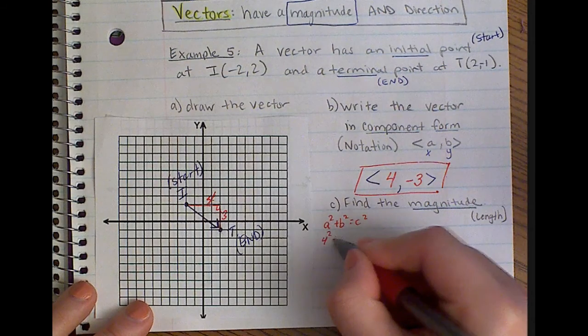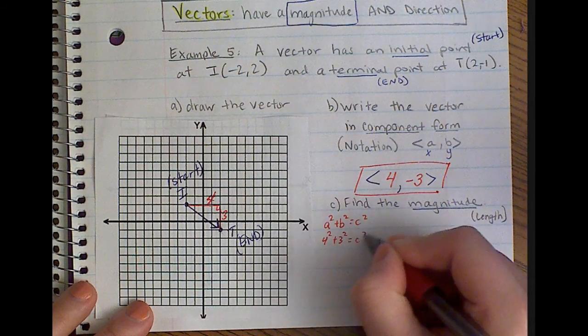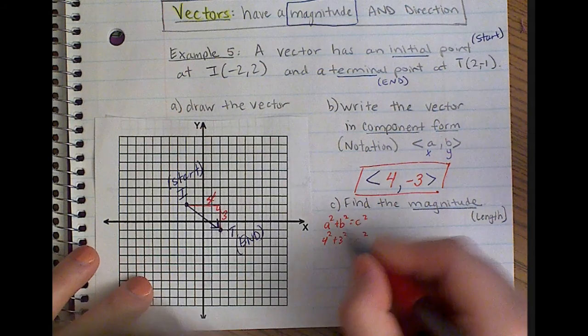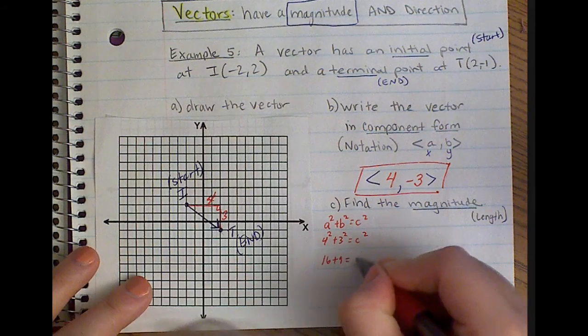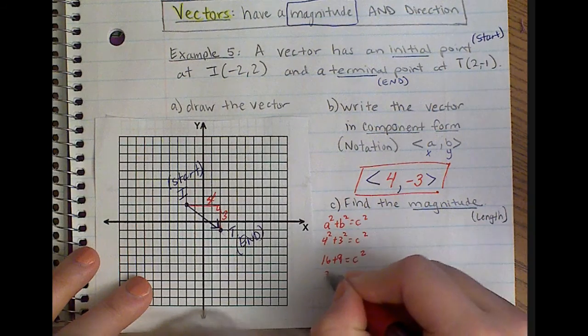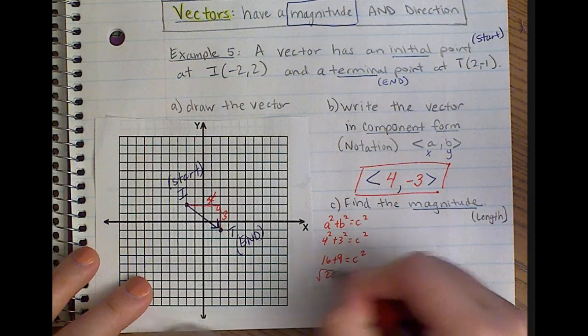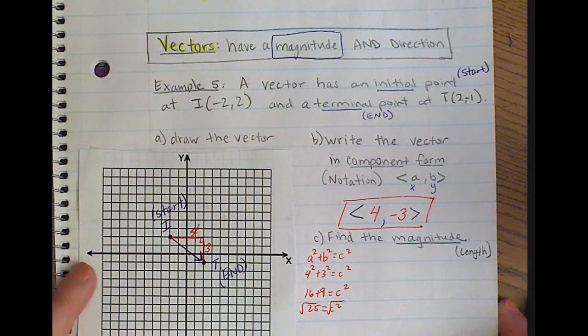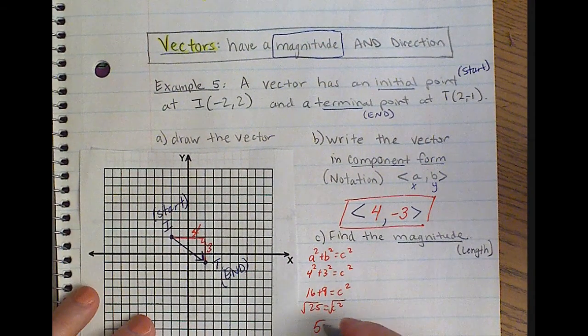If that popped into your mind, that's definitely a method you could use. So 4 squared plus 3 squared. Or you might know the 3, 4, 5 triangle. So this is the square root of 25, which we know is 5. So 5 is my magnitude.